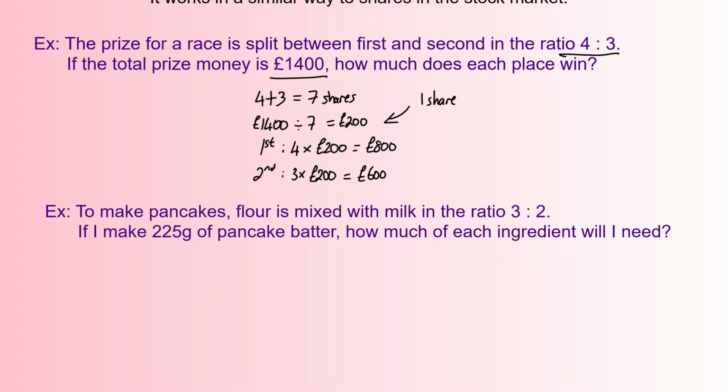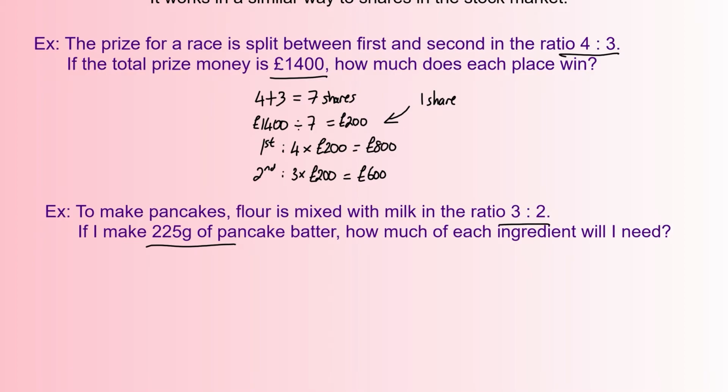Okay, second example: to make pancakes, flour is mixed with milk in the ratio of 3-2. So there's a ratio. If I make 225 grams of pancake batter, how much of each ingredient will I need? Okay, many things wrong with this question. I wouldn't advise making pancakes this way. Normally you would measure milk in milliliters, not grams, but just for the sake of the question, we'll go with it.